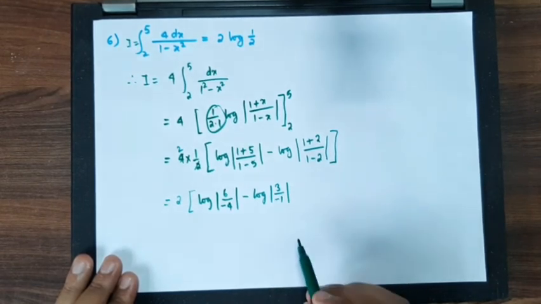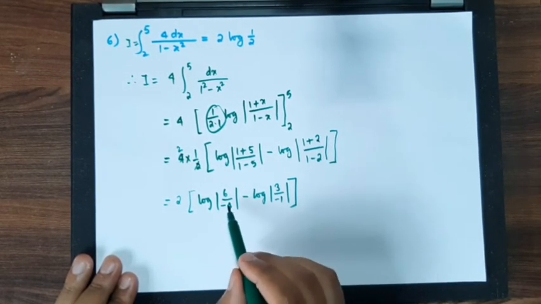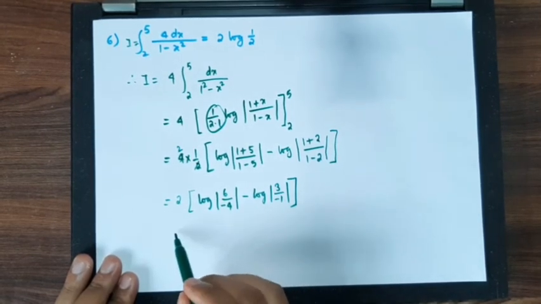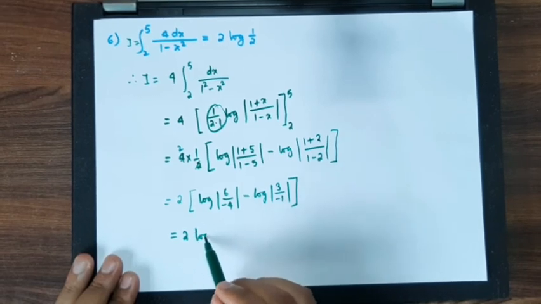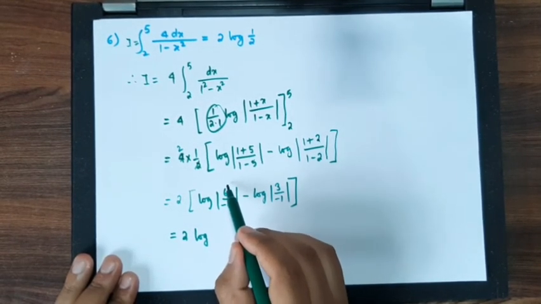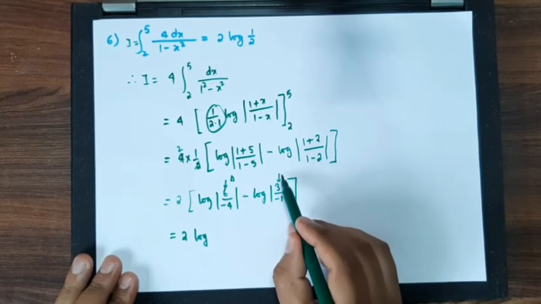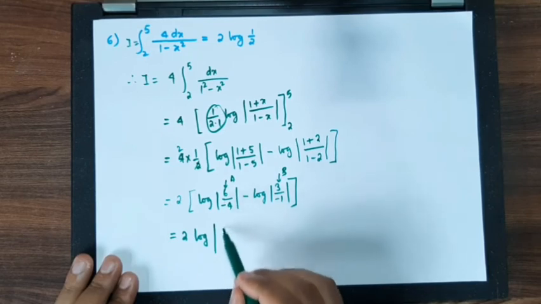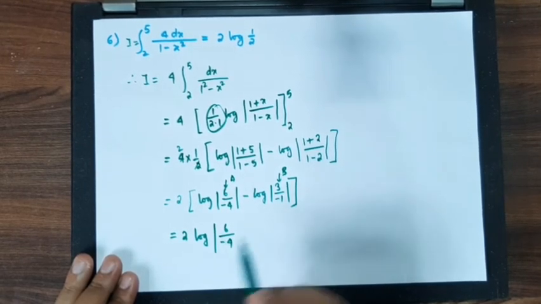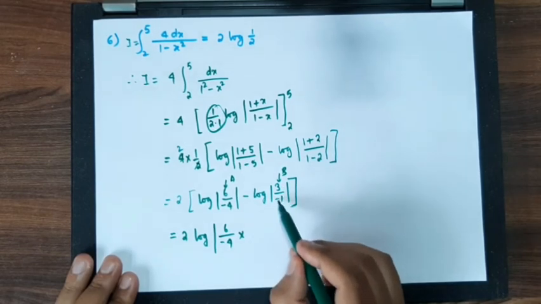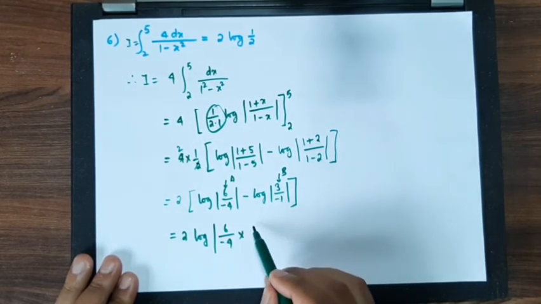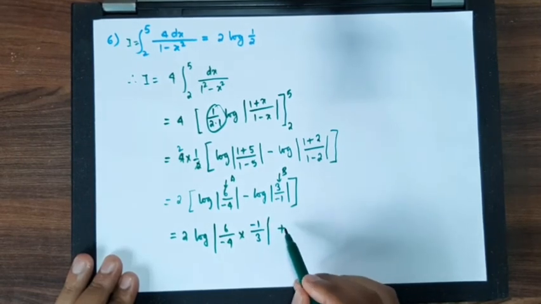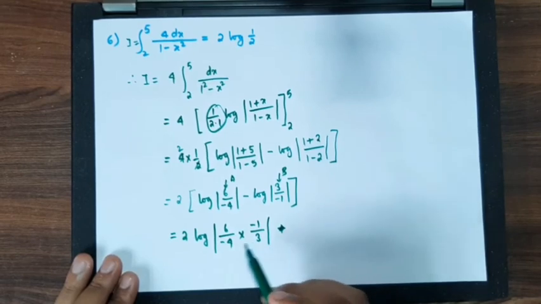Now this is log a minus log b, and we know that log a minus log b can be written as log a by b. How much is a? This whole thing is my a, and this fraction is my b. So a by b can be written as 6 by minus 4 divided by, can be written as into, and this will be inverted itself, so minus 1 by 3. Is that clear?